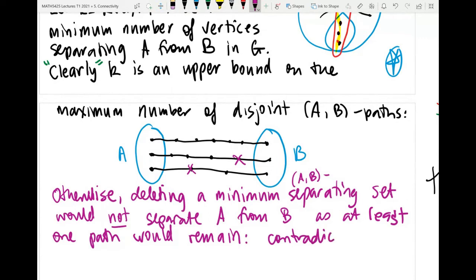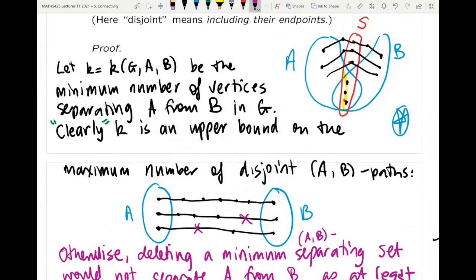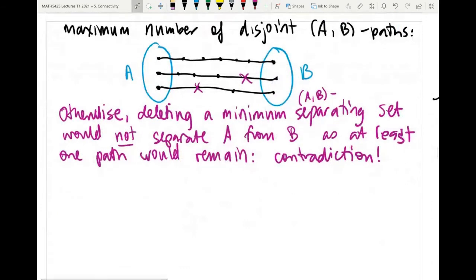So does that make sense? If you had more paths than this K, then you're in trouble, because deleting K vertices is never going to kill all the paths, and you can still get messages across from A to B. And you should think about the case when A and B are not disjoint as up here, but it's still true. In this case, I've got 1, 2, 3, 4, 5, 6 elements in my separating set. If I had more than 6 paths, I couldn't kill them all. All right? So can we take that as okay?